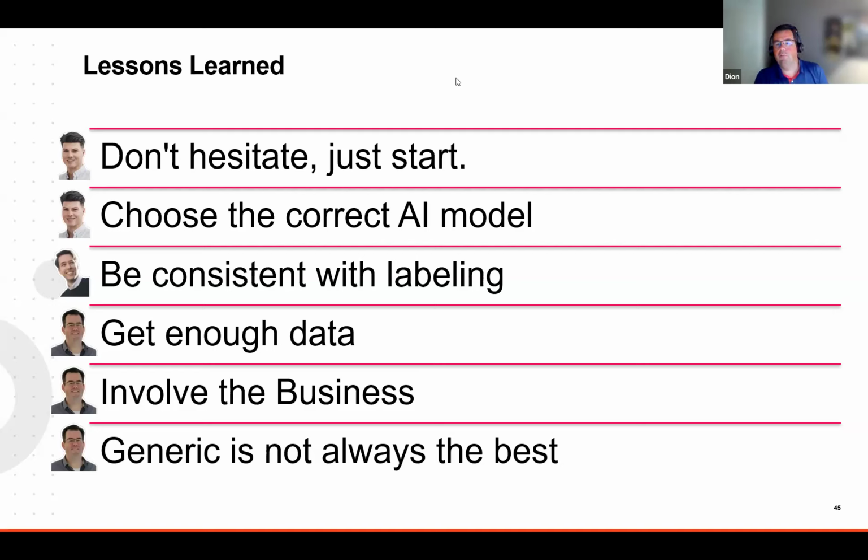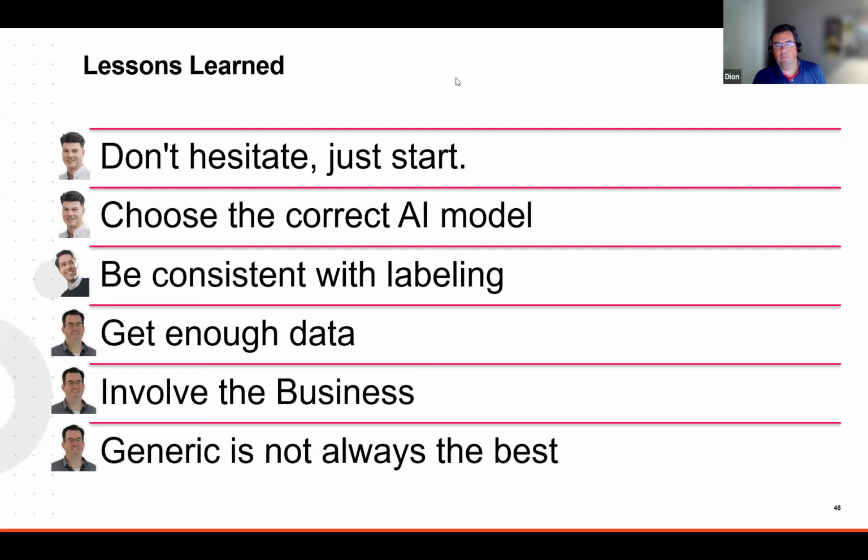Quite logical as well, involve the business, especially for the labeling part. They know what data they want from the letter. And as I just showed you, a lot of letters look the same, so it's quite easy to make a mistake there. So if you involve the business, they know exactly what and where the information is from there. And generic is not always the best way to go.